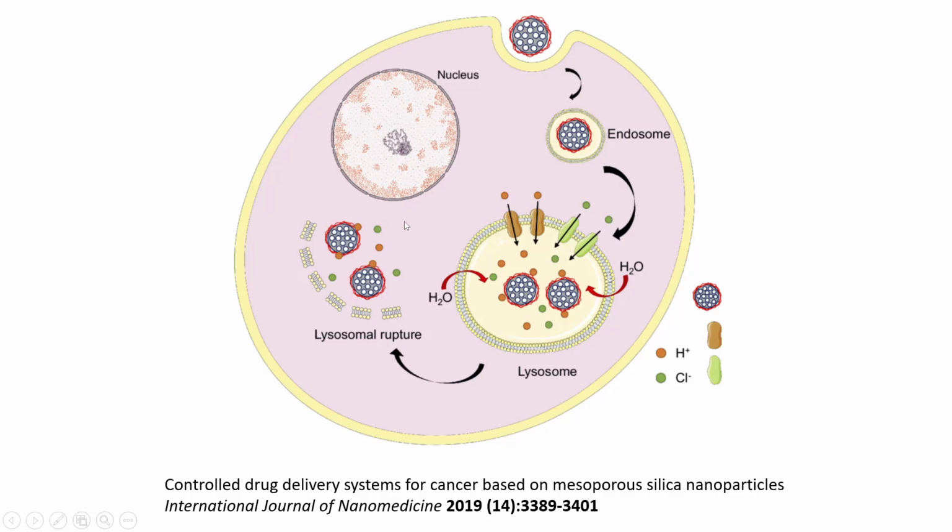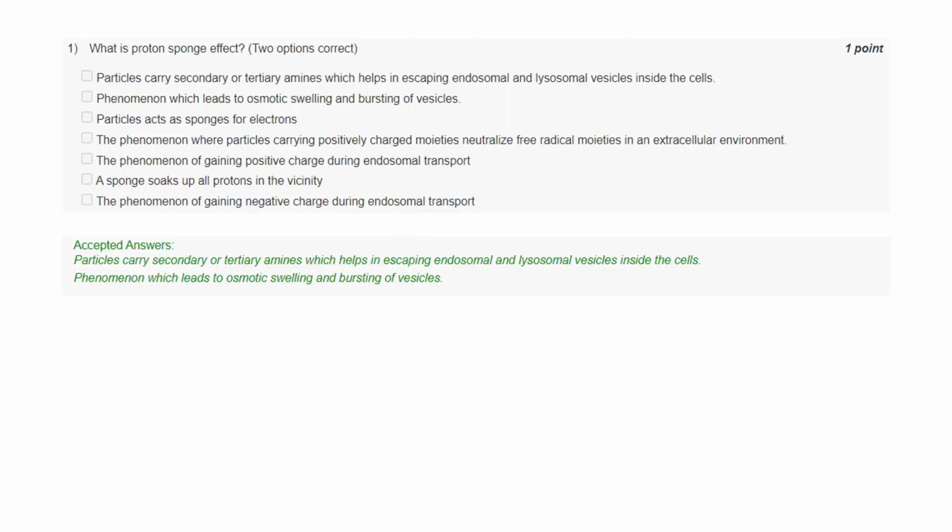So the moment it bursts, your particles can be released into the cytoplasm and your drug is ready to act. So this is the proton sponge effect, and we were supposed to choose two correct options for this. The correct options are: in this effect, particles carry secondary or tertiary amines, which help them in escaping endosomal and lysosomal vesicles inside the cells. And this phenomenon leads to osmotic swelling and bursting of vesicles. Is this clear?